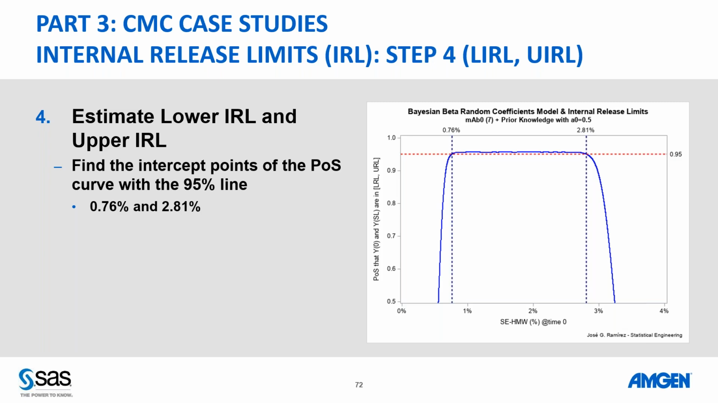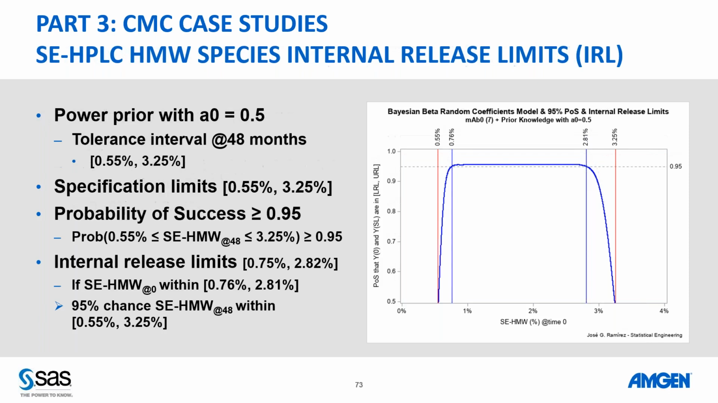Again, if you have a batch and you measure the high molecular weight at time 0, and that high molecular weight is between 0.76 and 2.81, there is a 95% probability that after 48 months, the high molecular weight of that batch is going to be between 0.55 and 3 1/4, which is what we want. Now, if you have a batch that has a high molecular weight less than 0.76 or greater than 2.81, then it may require something else. But based on the analysis, you will investigate that. Okay? So again, the red lines here are the limits, and that's how this is done.